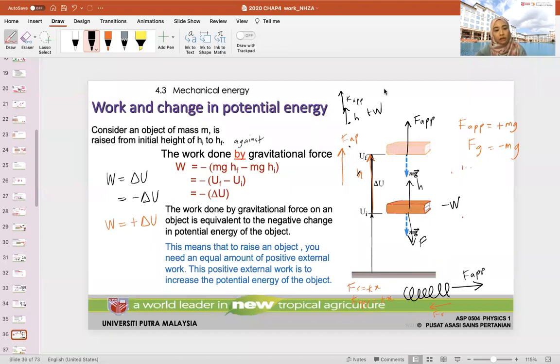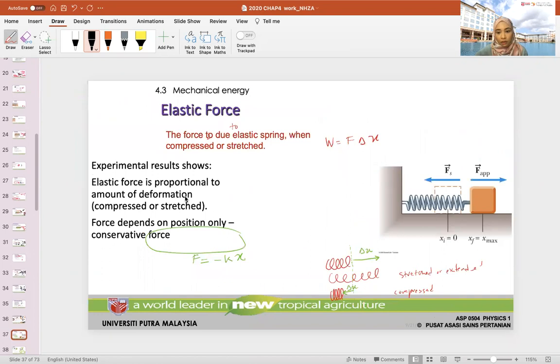So this is where U comes from. U actually comes from F applied. So this is your equation when you are talking about F applied, or the force against gravitational force.